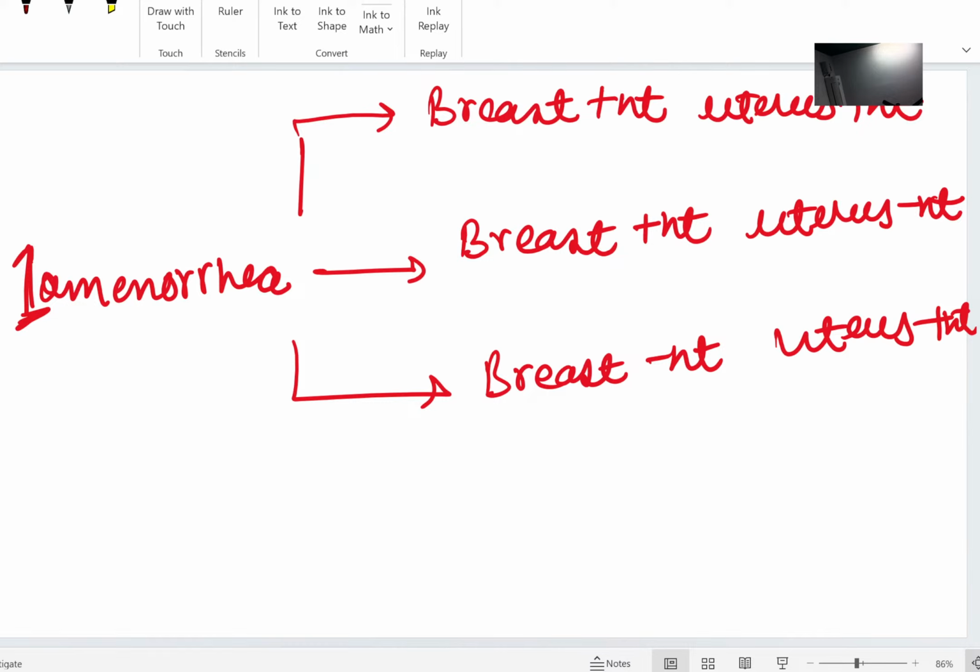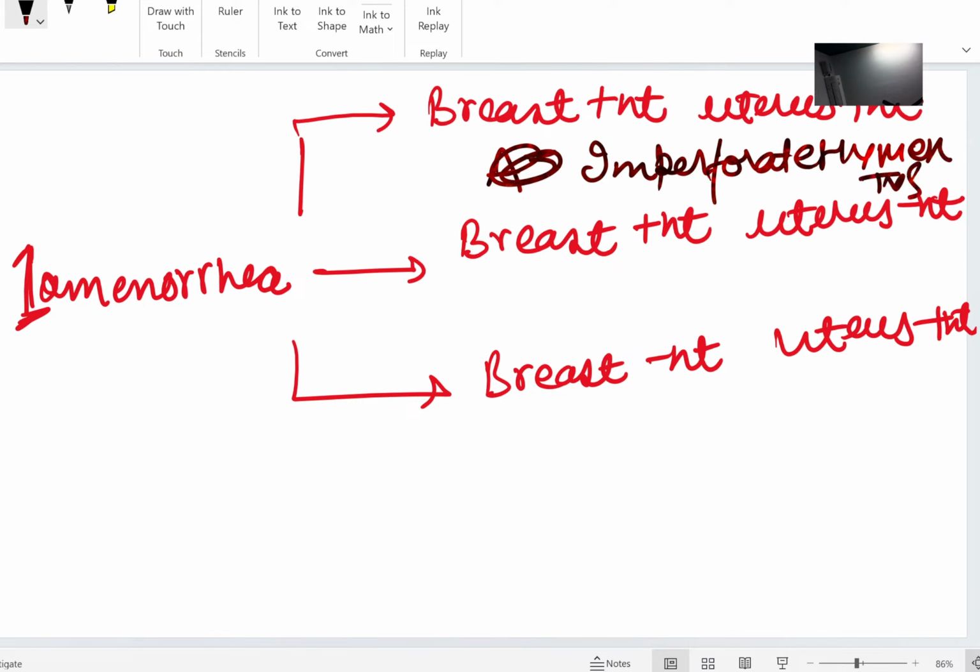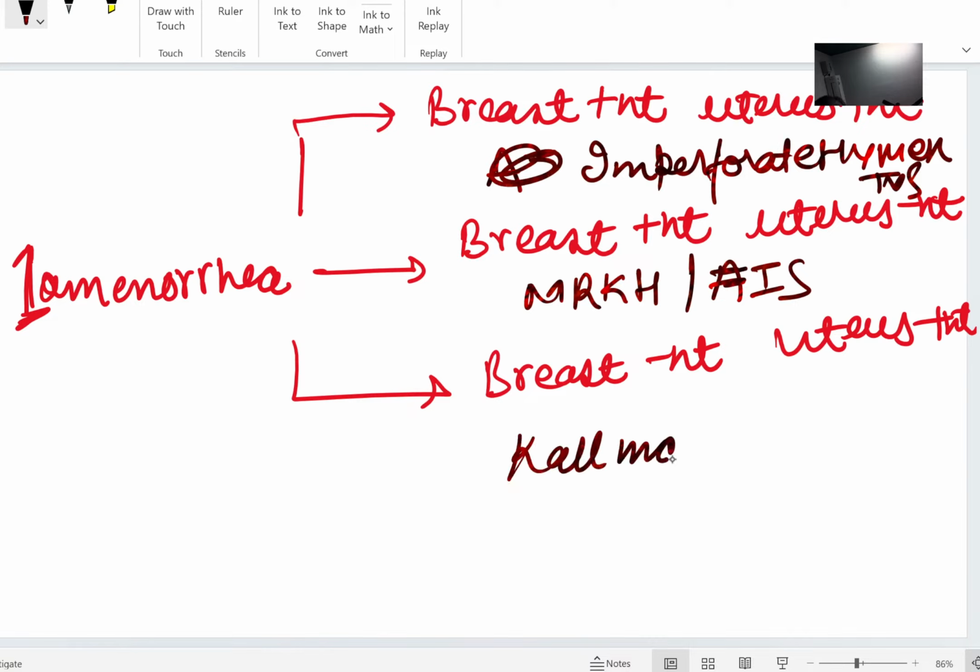If the breast is present and uterus is present, then what is it? It is imperforate hymen or transverse vaginal septum. If the breast is present and uterus is absent, it is either MRKH or androgen insensitivity syndrome. If the breast is absent and uterus is present, then it is Turner. So this way you have to categorize.